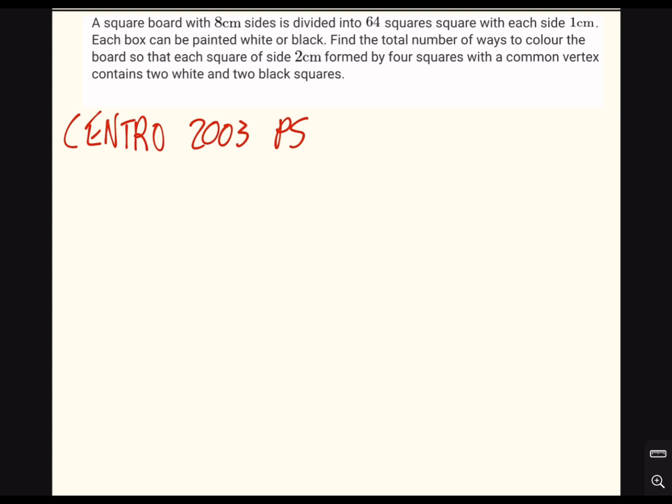It reads that a square board with sides of length 8 centimeters is divided into 64 squares, with each side being 1 centimeter. And each box can be painted white or black. And we gotta find the total number of ways to color the board so that each square of side 2 centimeters formed by 4 squares with a common vertex contains 2 white and 2 black squares. So just a very standard combinatorics problem. How many ways can you do a type of thing?